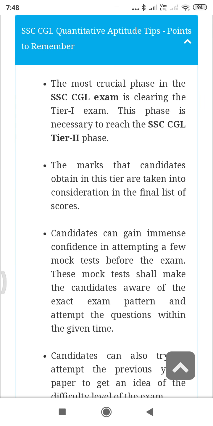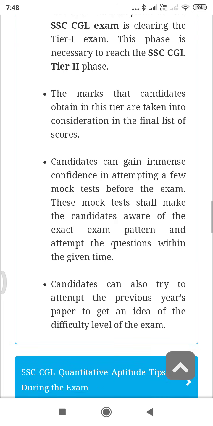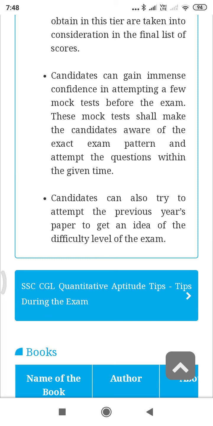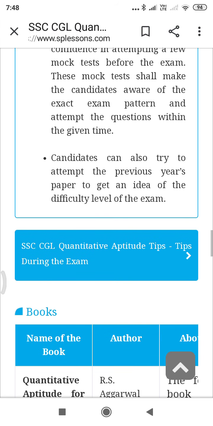The most crucial phase in the SSC CGL exam is clearing the Tier 1 exam. This phase is necessary to reach the SSC CGL Tier 2 phase. The marks that candidates obtain in this tier are taken into consideration in the final list of scores. Candidates can gain immense confidence by attempting a few mock tests before the exam. These mock tests make candidates aware of the exact exam pattern and help them attempt the questions within the given time. Candidates can also attempt the previous year's papers to get an idea of the difficulty level of the exam.